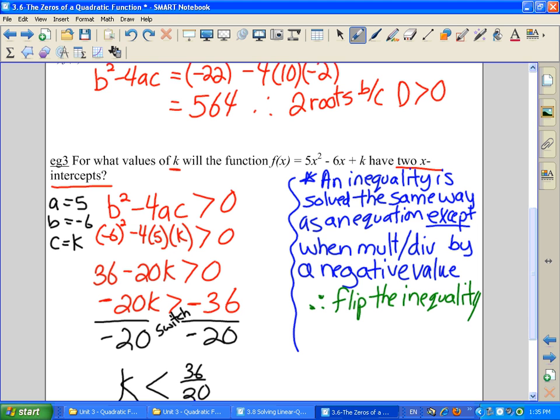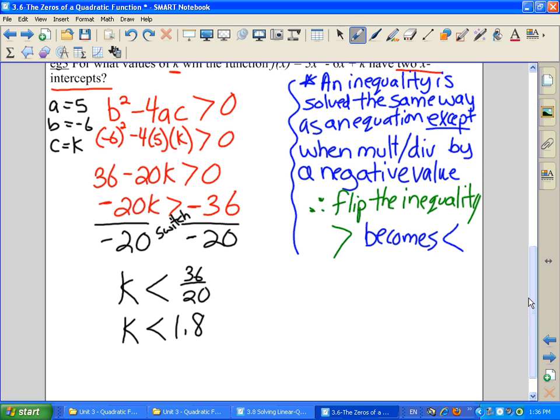Okay, so if it was greater than to begin with, it becomes less than, and if it was less than, it becomes greater than. And again, that's when you are dividing it by or multiplying it by a negative value. All right. We're going to be dealing a little bit more with some harder examples with these variables k in our last example. Let's flip it over.